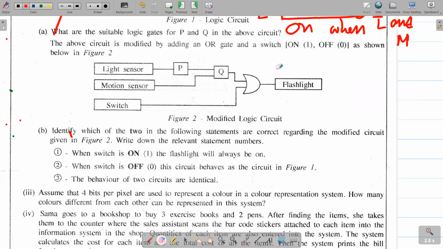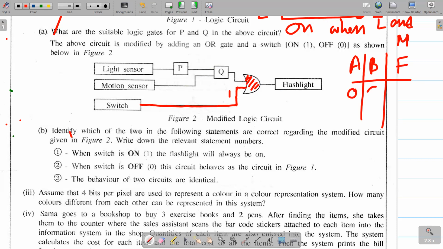Now look at this. It says when the switch is on, the flashlight will always be on. So switch on means you are going to receive 1 from this line. So this is an OR gate. So we know in an OR gate, if A and B are the inputs, our output is always 1 when either of the inputs is 1. So the output of the OR gate is going to be like this.